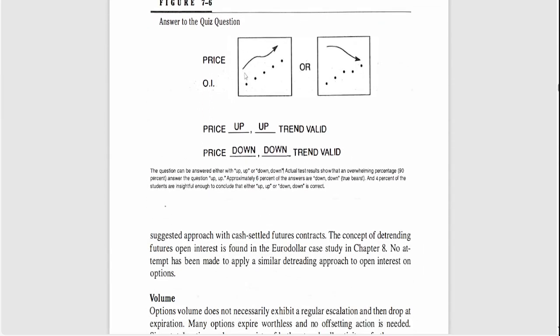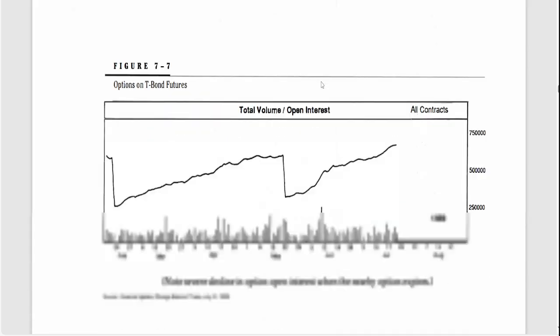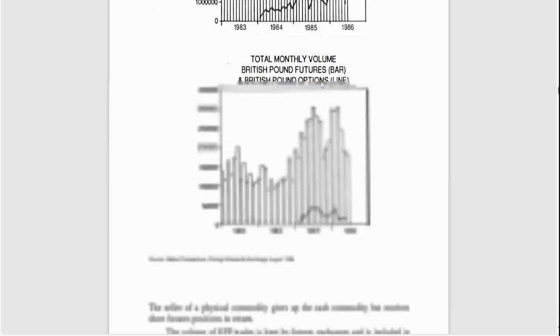Price is going up and open interest is also increasing. It's a healthy bullish trend. Price is going down and open interest is increasing. It's a bearish trend. Okay, both are valid trends. Read all this.